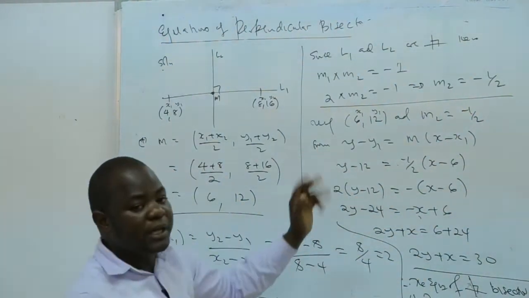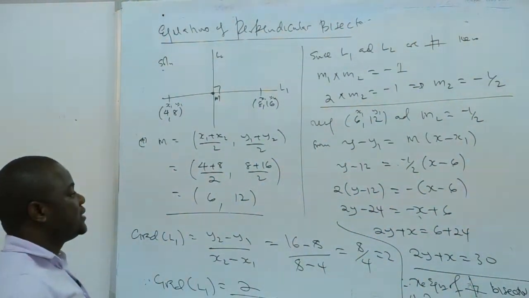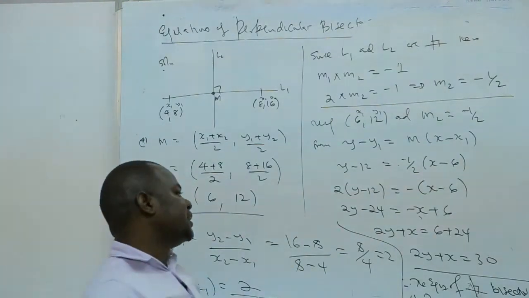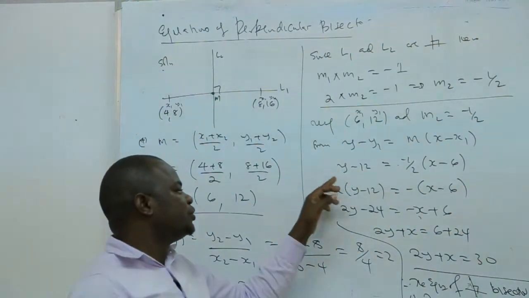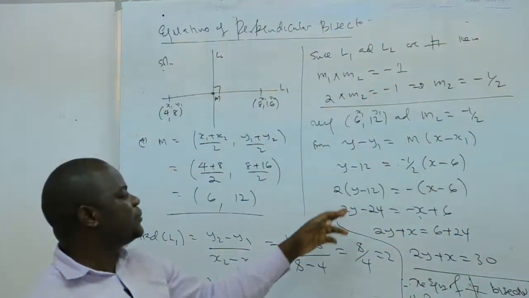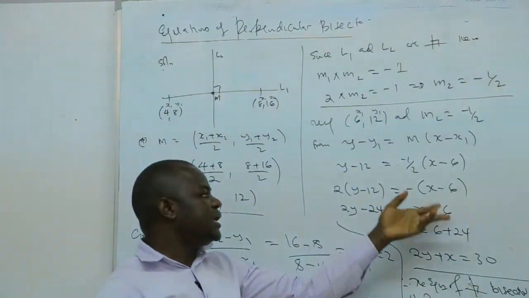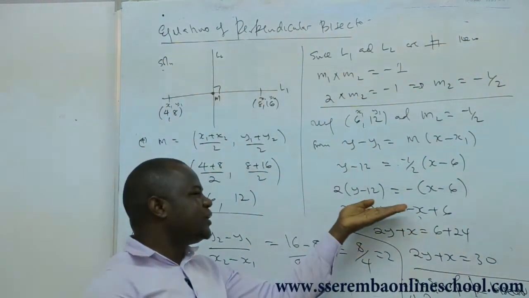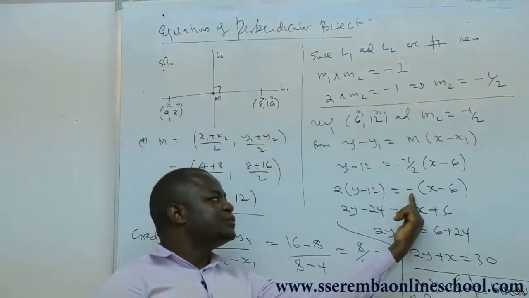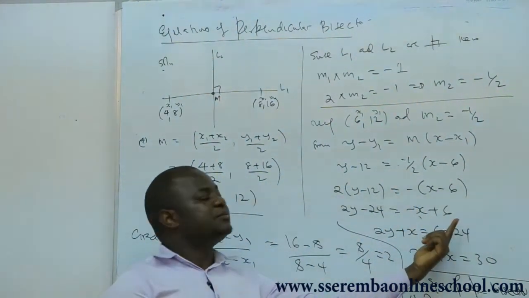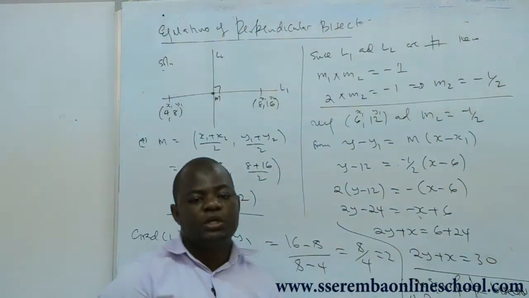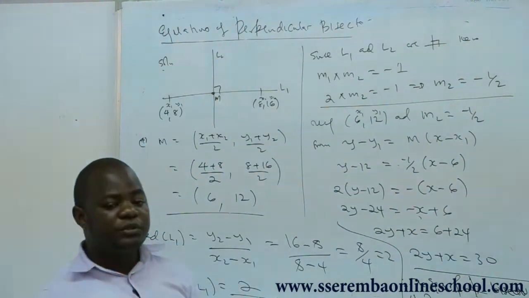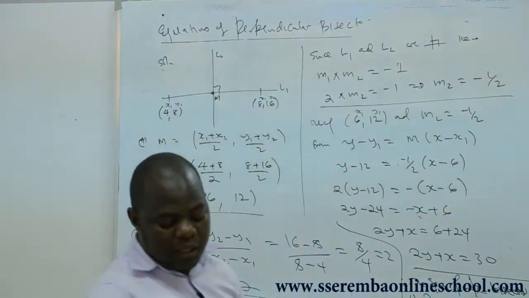The only problem will be to make a mistake. So make sure you put brackets. Most students don't put brackets here. They fail. Others, so make sure you employ them. Don't forget this negative. I've tried not to forget it, because when you forget, it will affect you. So that is how you can get the equation of the perpendicular bisector.